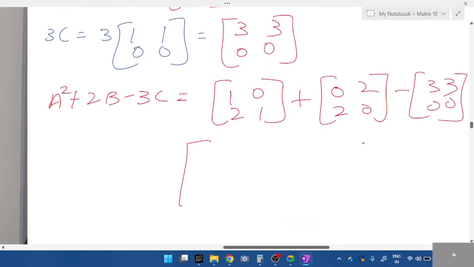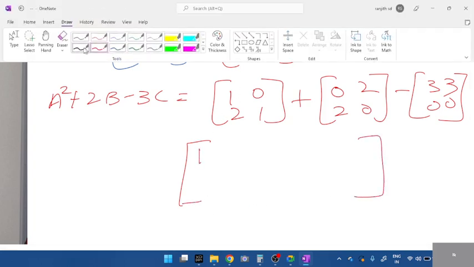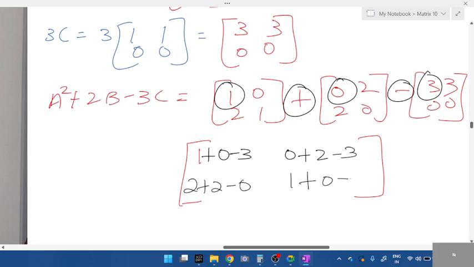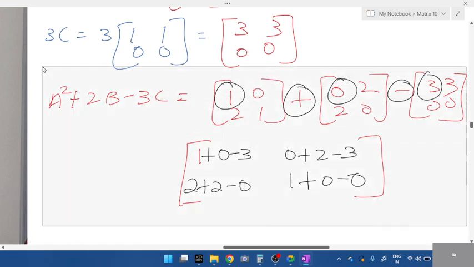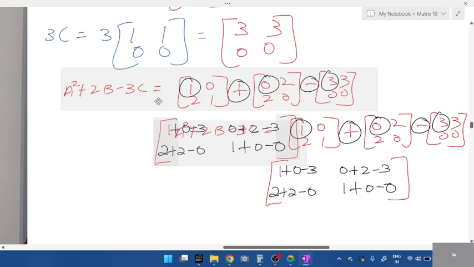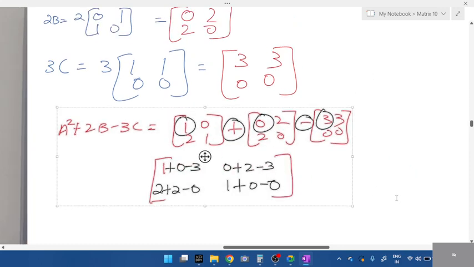Take this main matrix. Take all the first elements along with the sign. What are the first elements? I'll just circle it. These values: 1 plus 0 minus 3. Next, what do you have? 0 plus 2 minus 3. 2 plus 2 minus 0. 1 plus 0 minus 0. Is this clear? Did you understand? Okay. Most of the multiplication is also fine. Addition, subtraction, you can do it in one single step, right?